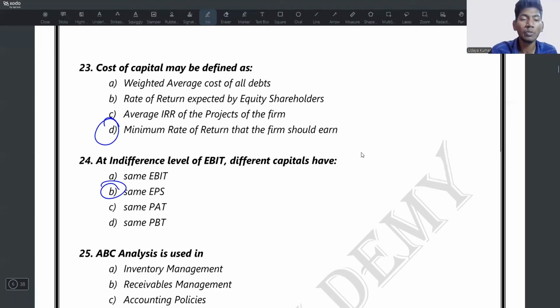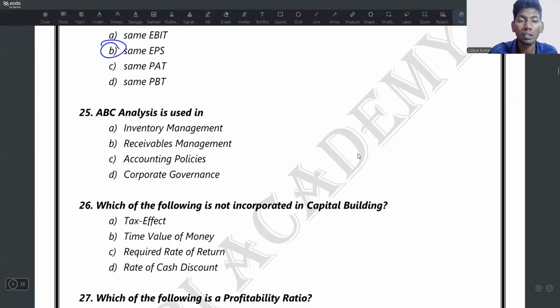And moving to the question number 25, ABC analysis used in what? Definitely you would have learned this in costing in Group 1. ABC analysis is used in inventory management, which is nothing but stock, raw material, or anything it can be, right?